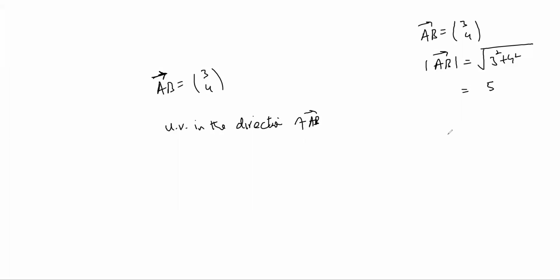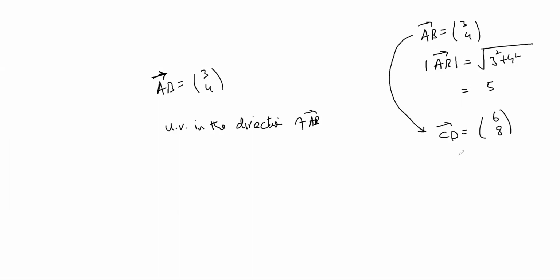So what if I have a vector CD, which is 6, 8? Do you see any relationship between AB and CD? Is there any relationship between AB and CD? Come on. They have the same direction vector. Yeah? They have the same direction vectors.